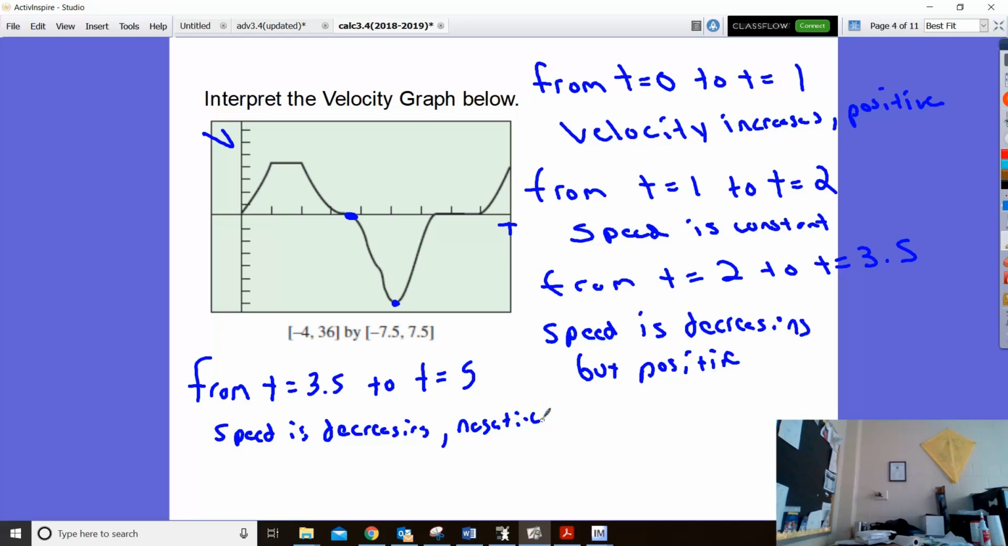All right. T equals 5 until 6.5. What's happening? Increasing, but we're still moving backwards, right? Kind of weird. Increasing, but we're still moving backwards. Maybe just not backing up as fast. If you're thinking about driving, you might have to back up really, really fast.